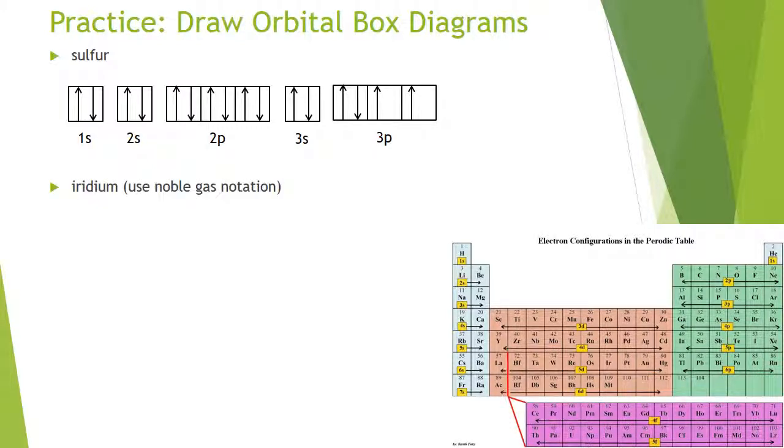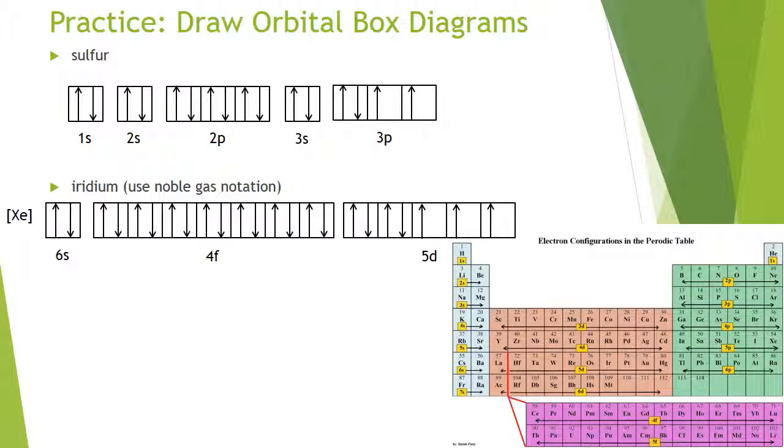Alright, next one is iridium, and go ahead and use noble gas notation here. Alright, the previous noble gas from iridium is xenon. Iridium we can see is here on the periodic table, atomic number 77. So it should end with 5d7. That's what it should end with, if my counting is right there. And the previous noble gas is xenon. So xenon ends with 5p6. So we'll start with 6s.